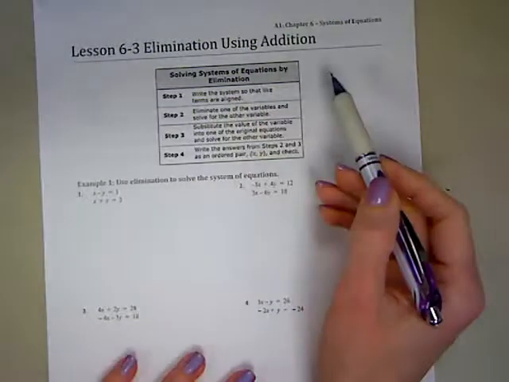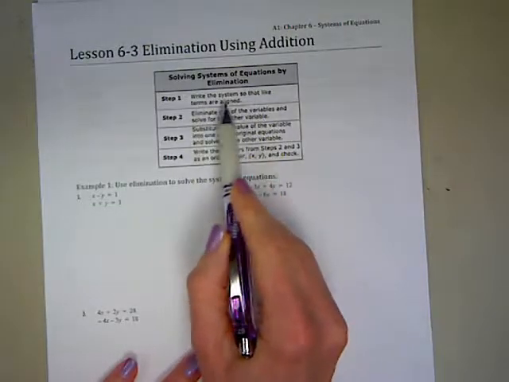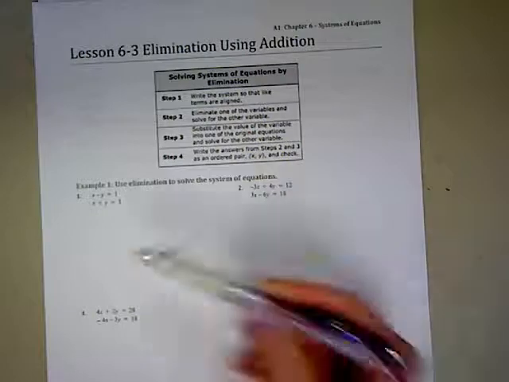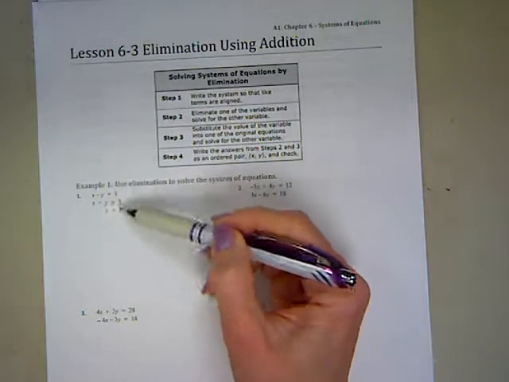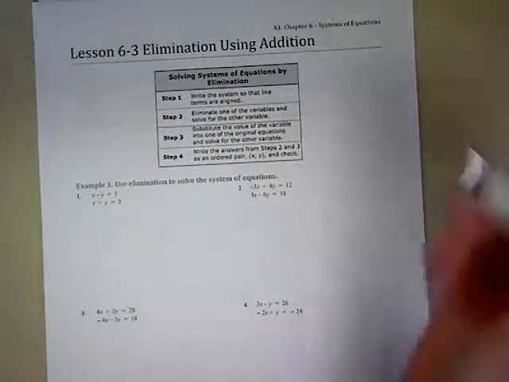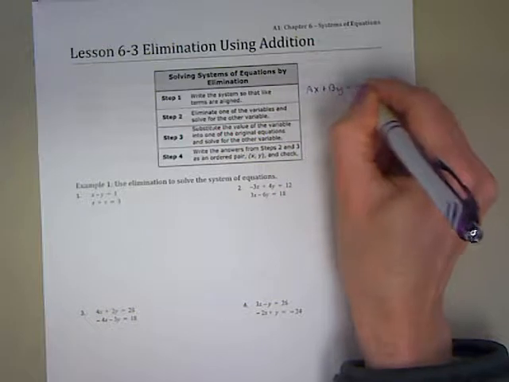So, steps for eliminating. Step 1, write the system so that the terms are aligned. All of these are already aligned, so we don't have to worry about that. As in, x's on top of one another, y's, and then equals a number. If they're not, though, you would do that. So your goal is to get them in standard form. So they all look like this.